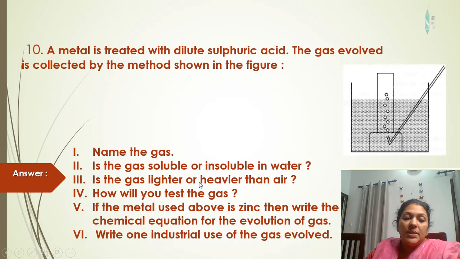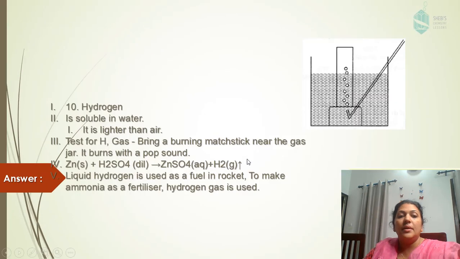Then the last question is, write one industrial use of the gas. So industrial uses for hydrogen are many. One is it is used as a fuel in rockets. Also it is used to make a fertilizer ingredient called ammonia. So these are all about the uses of hydrogen gas. Here are the answers. You can see all the answers are listed here.